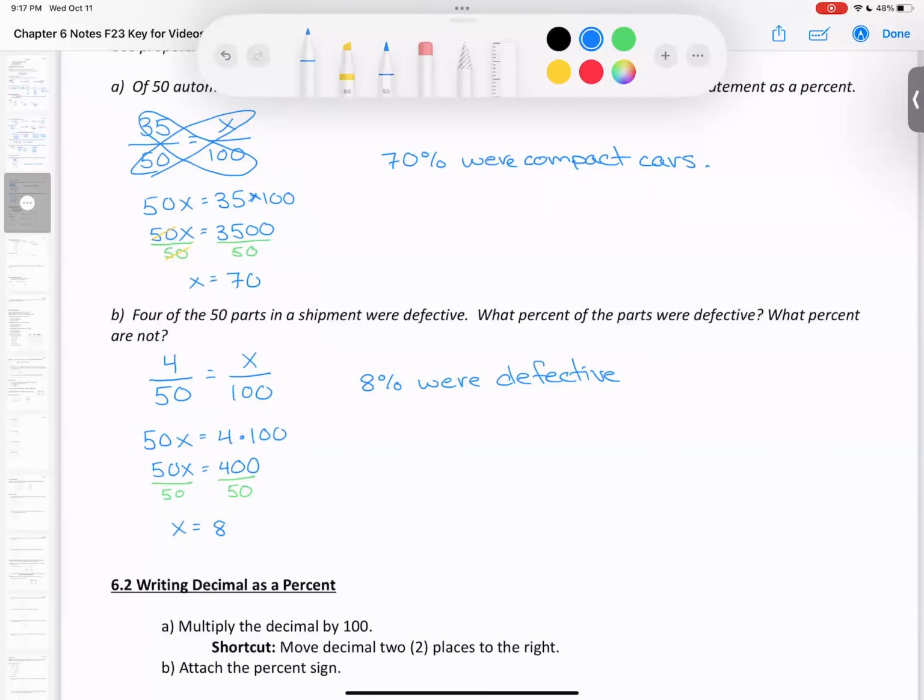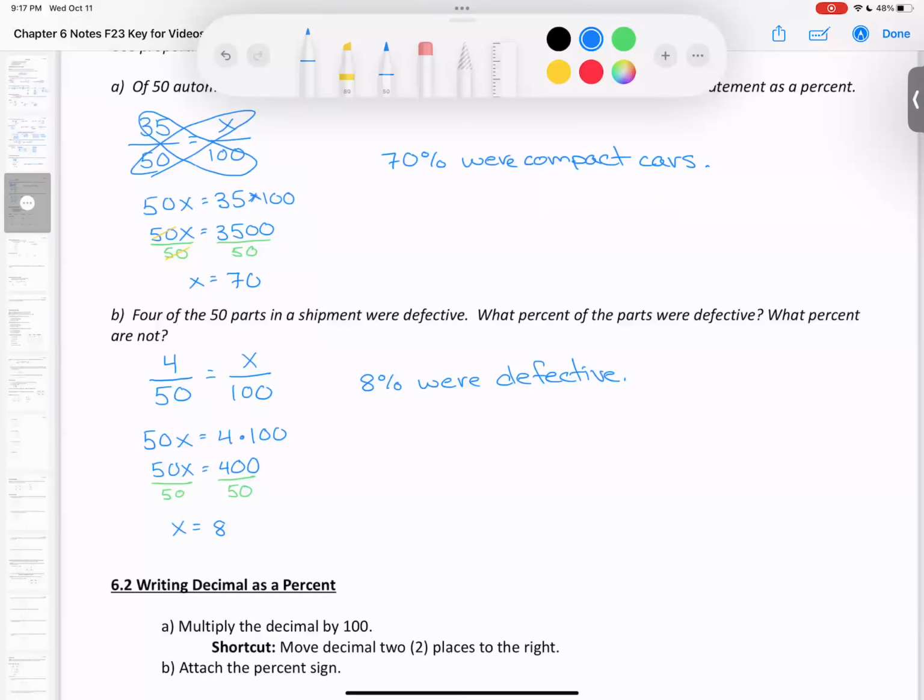Now does that make sense? 8% were defective, 8 out of every 100. Yes, that makes sense because 4 out of 50 were defective. If we multiplied both of those numbers by 2, we'd have 8 out of 100. So the equivalent fraction out of 100 would be 8 over 100. So 8% were defective.